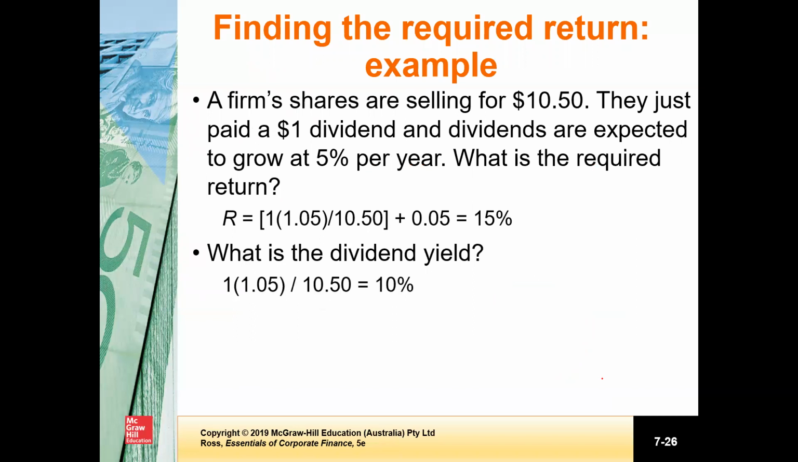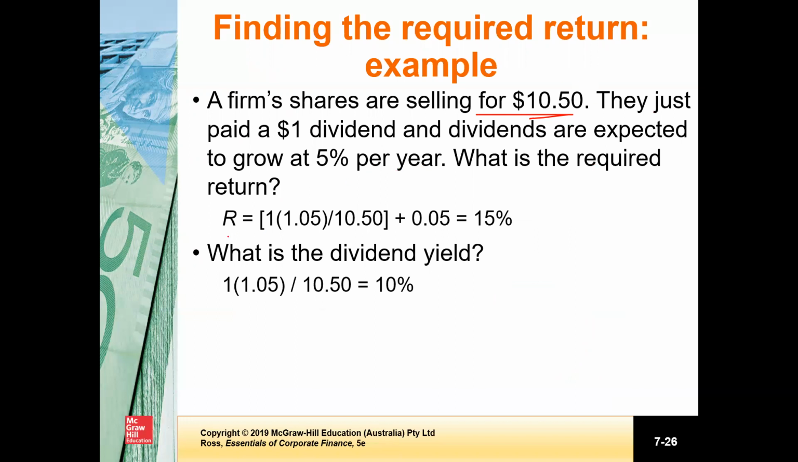So look at this example. A firm's shares are selling at $10.50. That means that is the price of the share in the secondary market. They just paid a $1 dividend, and dividends are expected to grow at a rate of 5%. What is the required rate of return?